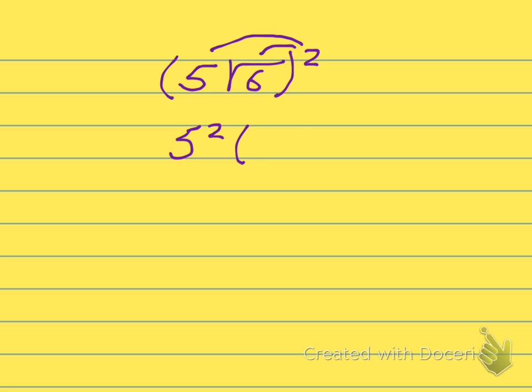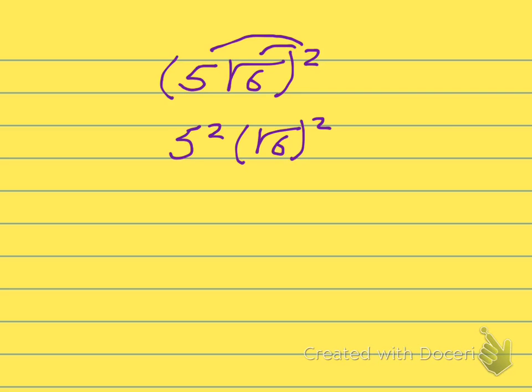For our final trick, how do you square perfect squares? Or how do you square radicals? Well, this is how you do it. Let's take 5 square root of 6 squared. What this really means is I have to distribute that 2 to both. So what's really happening is I'm taking 5 and squaring it, and then I'm taking the square root of 6 and squaring it as well.